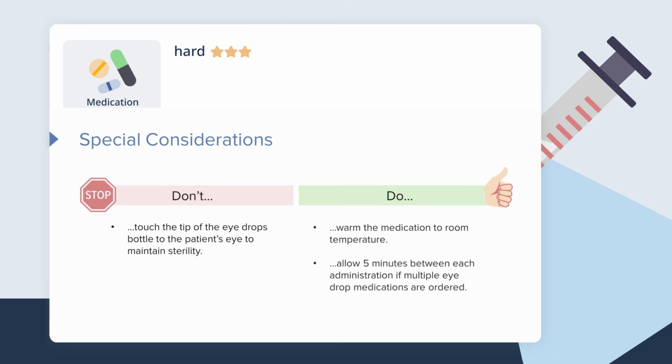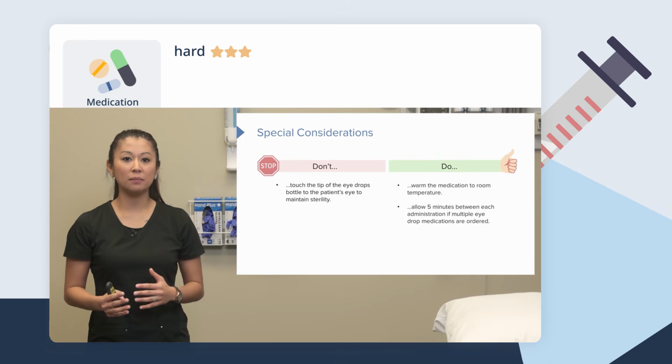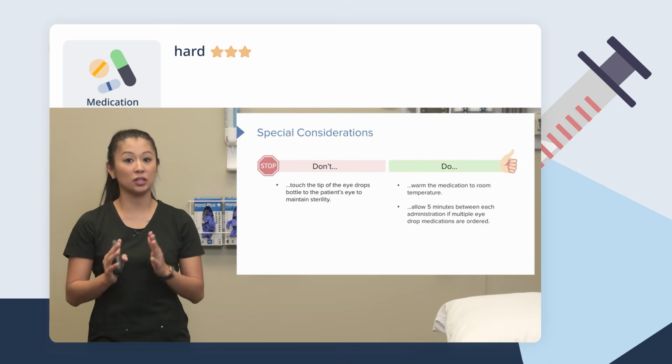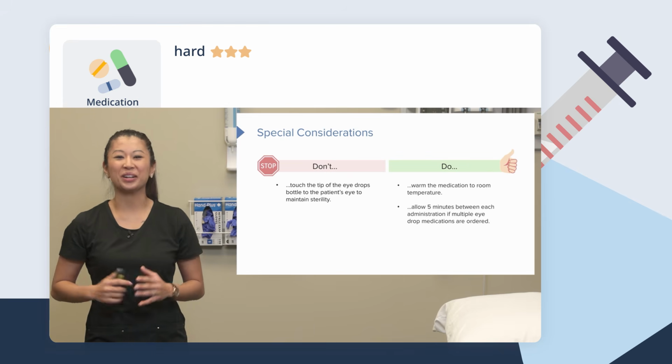And it's also pretty possible that you may have to give multiple eye drops to a patient in the same eyes. So if we do that, we want to make sure we allow at least 5 minutes between each type of medications if several eye drops are being used.